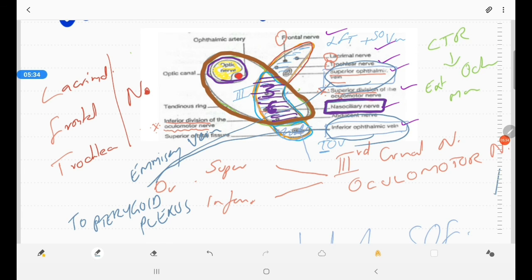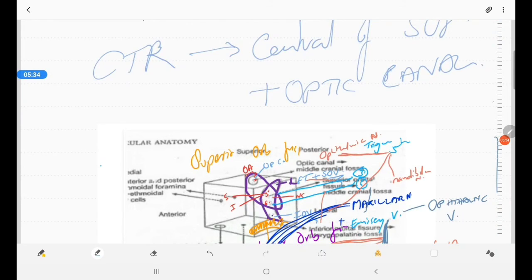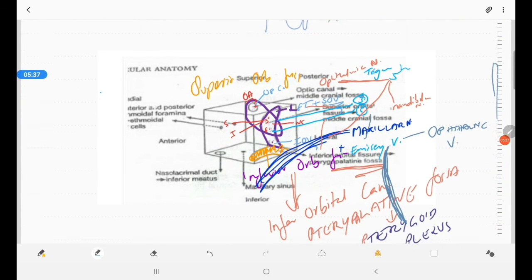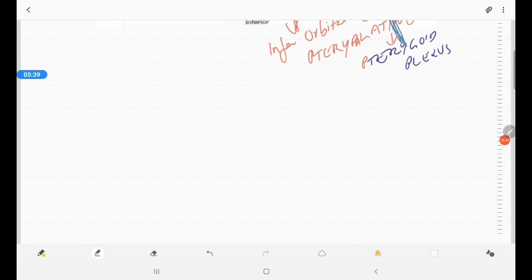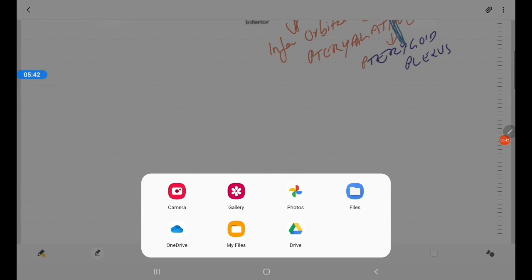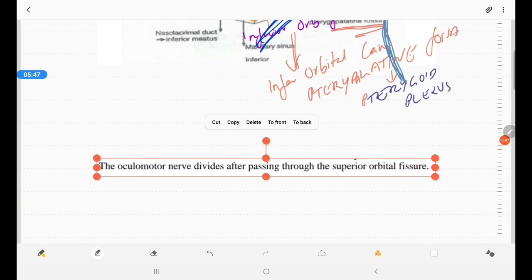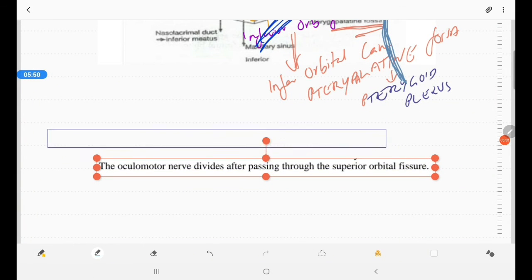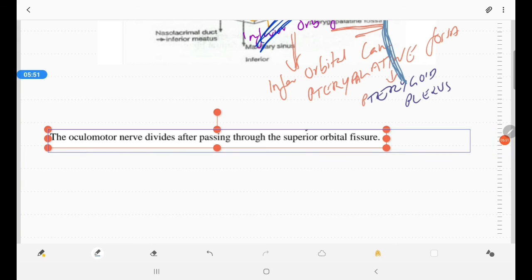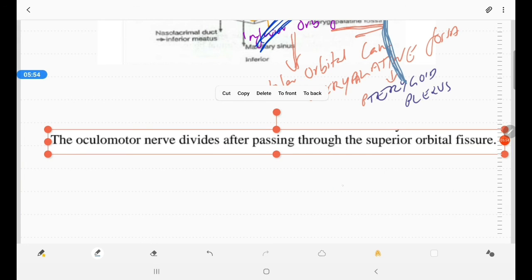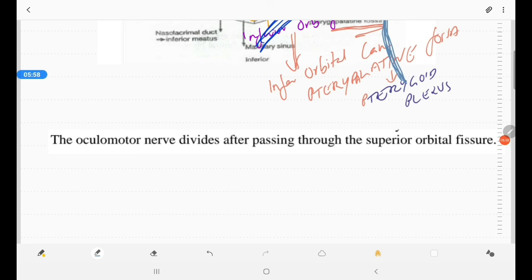So the question for today is: the oculomotor nerve divides after passing through the superior orbital fissure. Is it true or false?